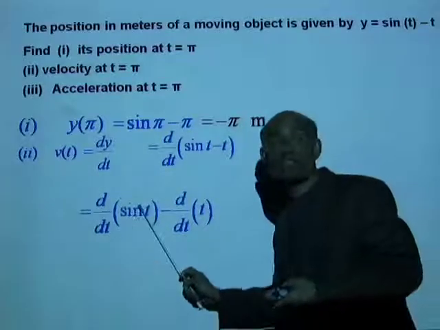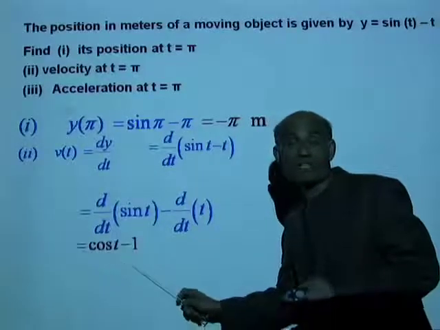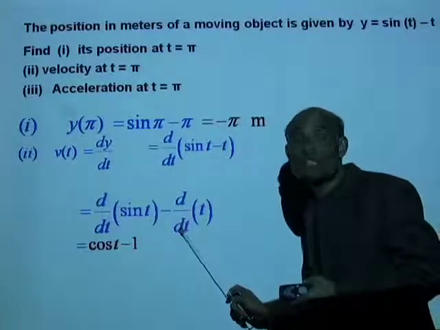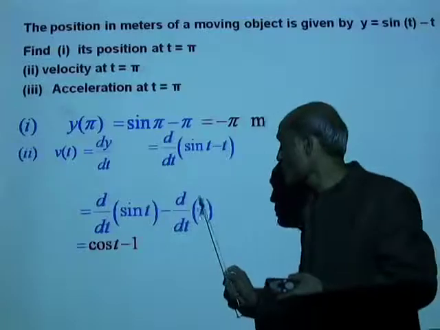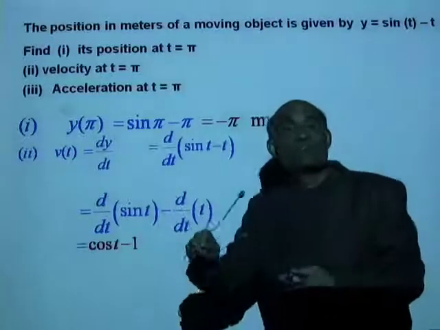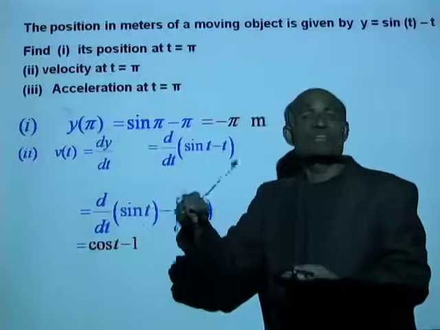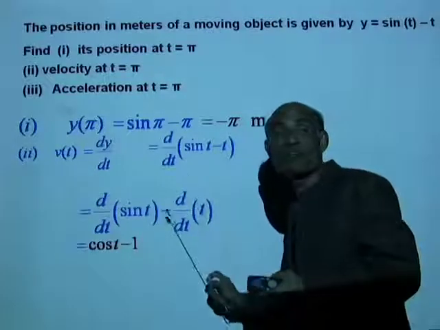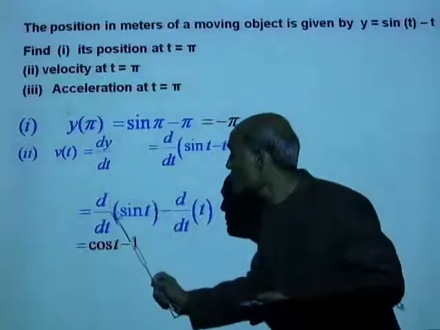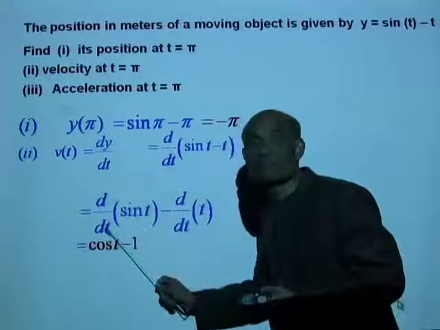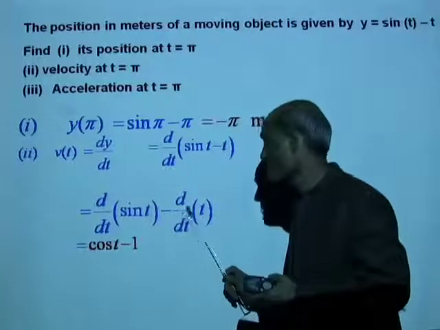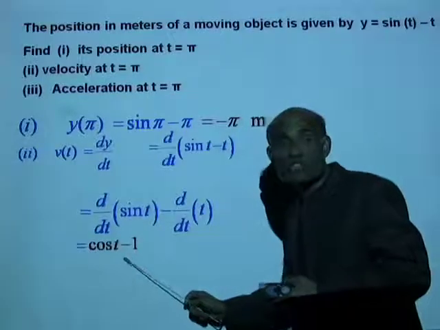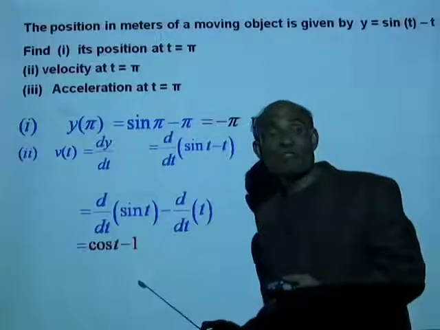The derivative of sine t is cosine t, and the derivative of t with respect to t is 1, because this is 1t. The derivative of 2t with respect to t is 2. The derivative of 1t with respect to t is 1. So the derivative of sine t with respect to t is cos t. The derivative of t with respect to t is 1. So this is the velocity function.